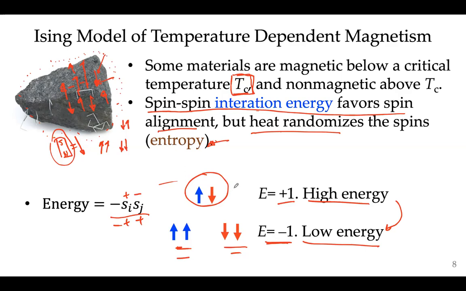As we cool down, it goes from the high energy states to the low energy states. Of course, I just calculated this for 2 spins, but you have to calculate it for all of the spins so that you can find the total energy. So for the total energy, there's going to be a sum here.